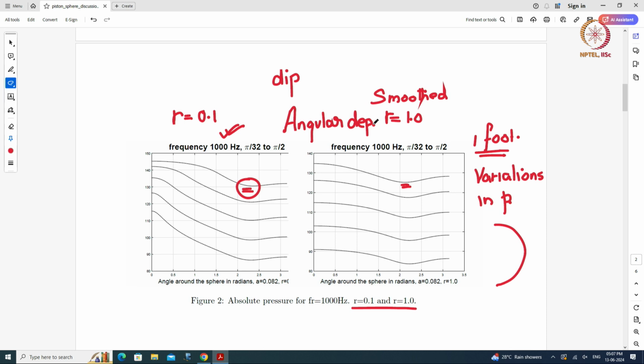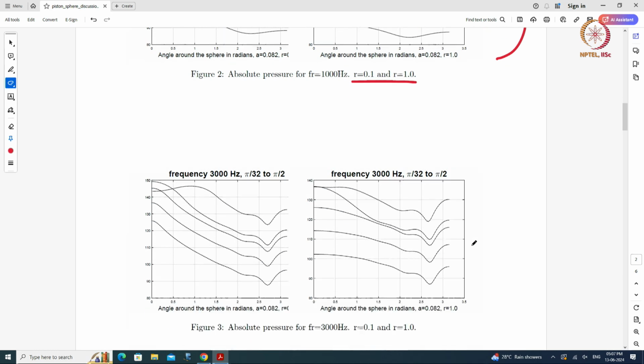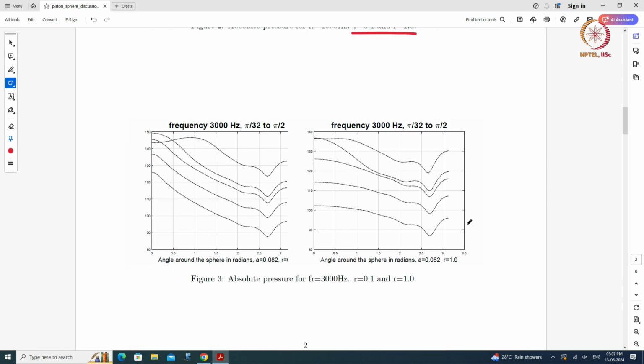Now let's go further down. This is 3000 hertz. So now there are more variations in pressure. Here the wavelength is a third of a foot. It's becoming smaller, perhaps coming closer and closer to the radius value.